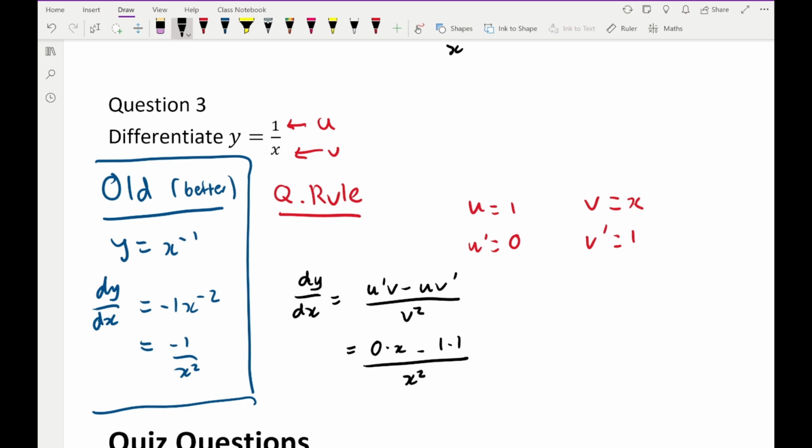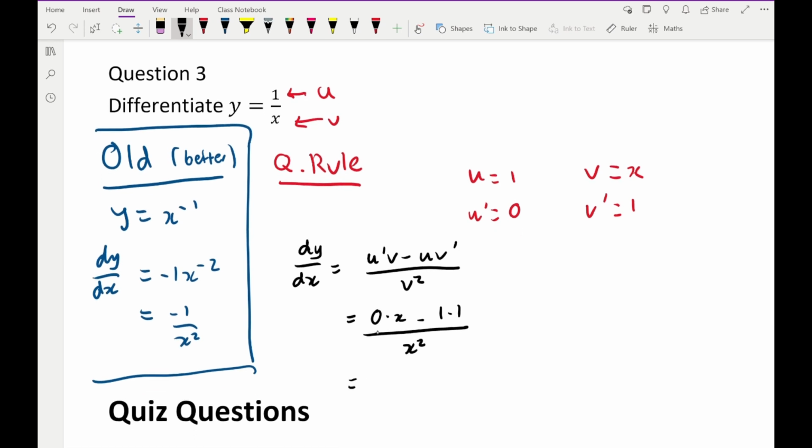Cool. What does this all simplify down to? Well, the 0 times x goes away, so we get negative 1 over x squared. Oh my goodness, can you believe it? These are exactly the same answer, which is great because if they weren't, we'd be in trouble.